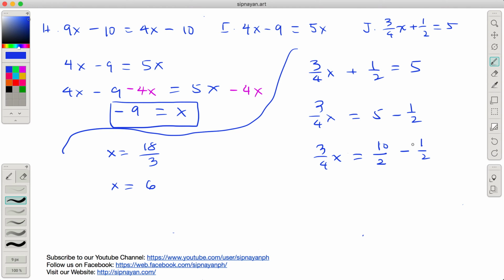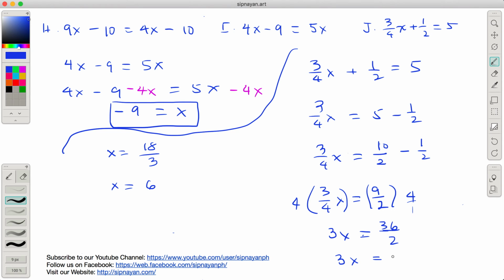Para hindi na kayo mag-LCM or mag-convert. So what is 10 over 2 minus 1/2? So 3/4 x equals 9 over 2. And para matanggal yung 4, we multiply both sides by 4. So makakancel yan. And then we have 3x equals 9 times 4. This is 4 over 1, so 9 times 4 is 36 over 2. And 3x equals 18. So 3x equals 18, which means that x equals 6. Okay, katulad din ito, 18 over 3. Okay, so pwede rin yan.